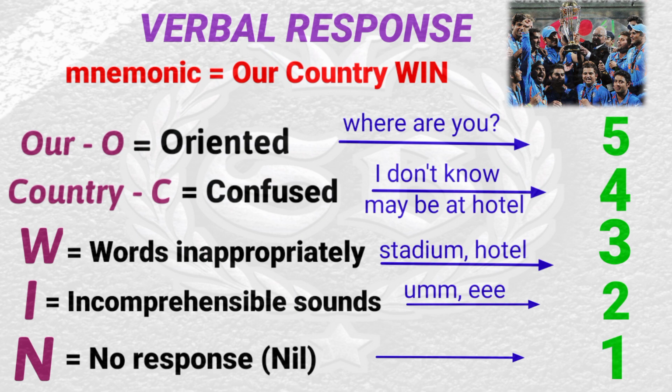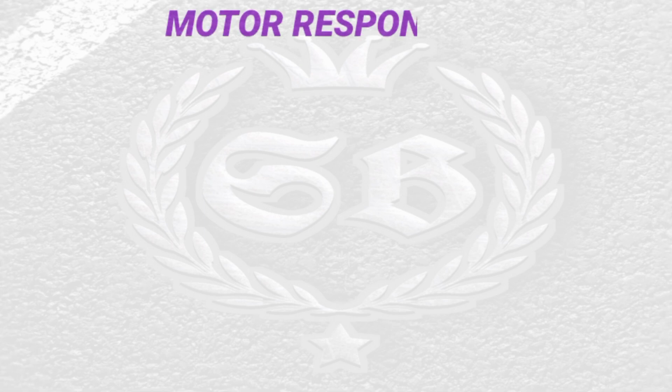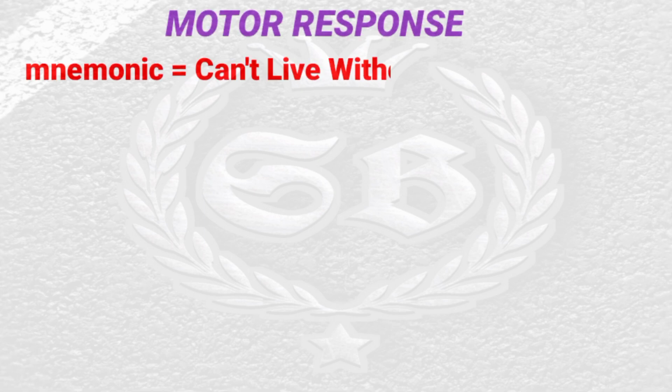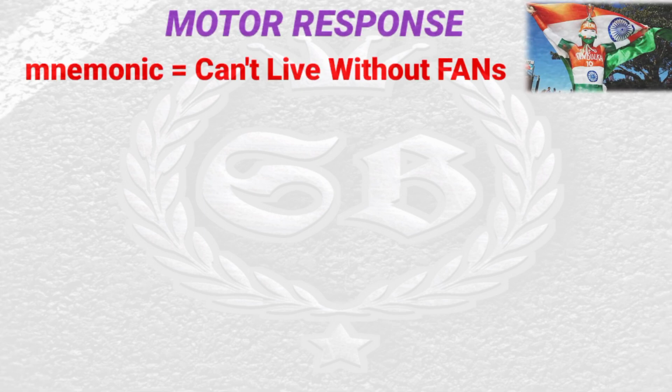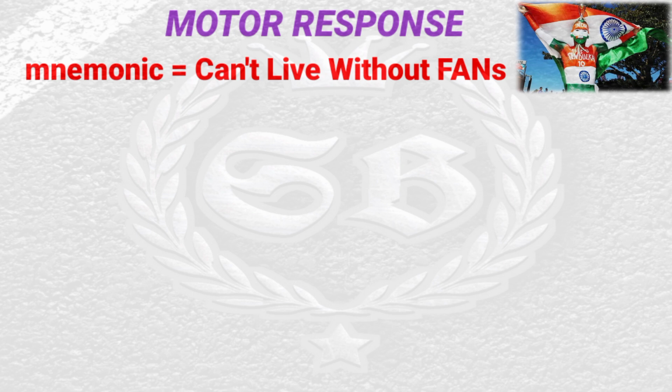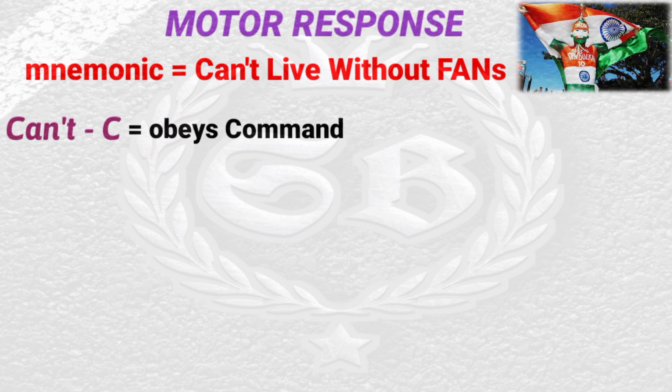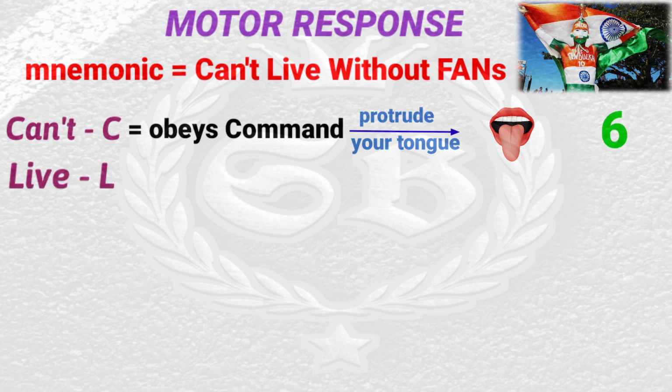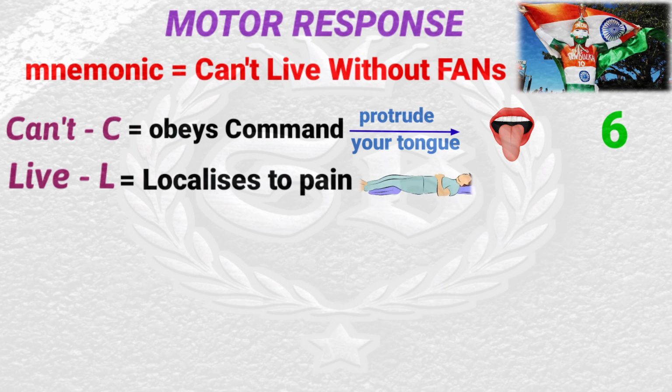Now the last category, how to check motor response. You can memorize it as cannot live without fans and also keep this picture in your mind. C in can stands for obeys command. If you ask the patient to protrude his or her tongue and if he or she does so, the motor score is 6. L in live stands for localizes to pain. If on giving pain he or she correctly localizes pain, then motor response is 5.